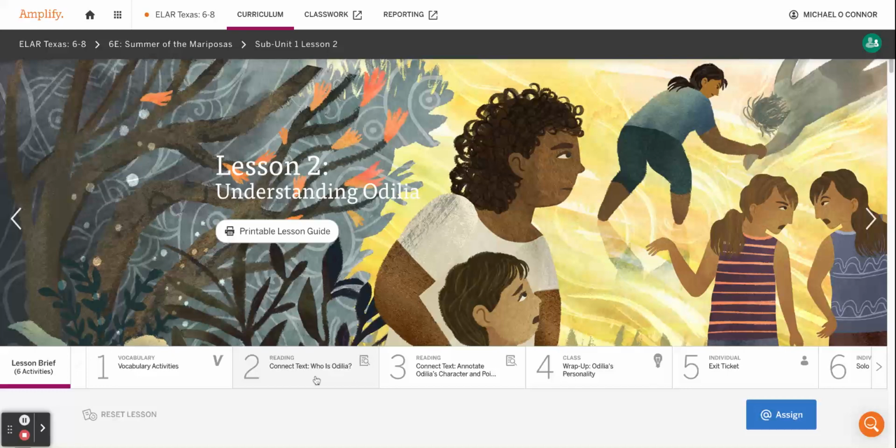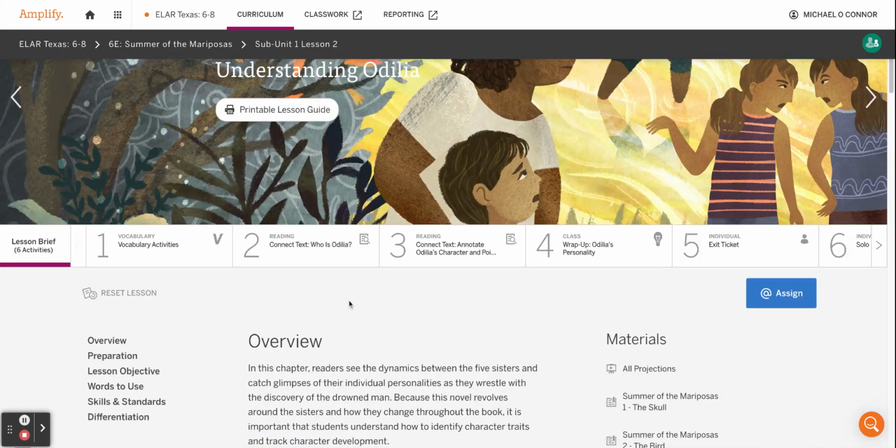All right, everybody. Lesson 2 and lesson 3 are going to be combined. If you'll remember, we started reading Summer of the Mariposas yesterday. At the very end of the prologue, we learned that the sisters found a dead body where they were swimming. What we're going to start to explore now that we're going to read more of the actual book is some characterization and point of view.